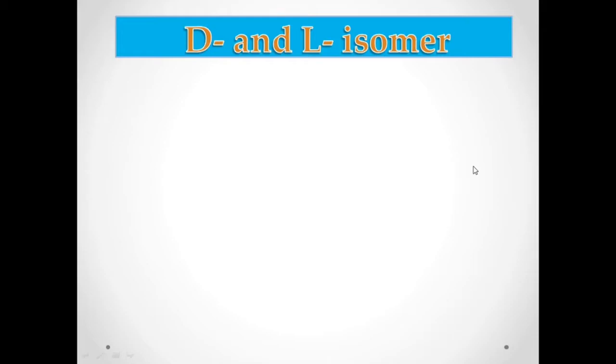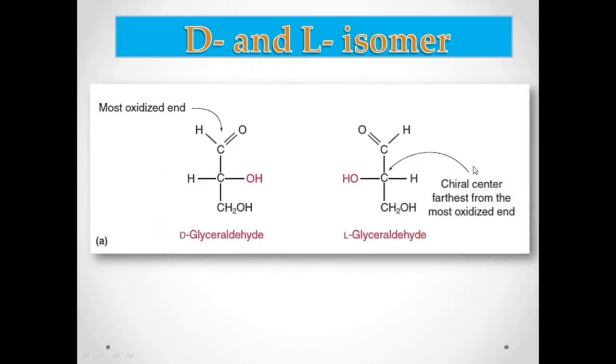So in dihydroxyacetone, there are no D and L because dihydroxyacetone has no chiral carbon. Okay, so remember, sugars can only have a D and L isomer if they have a chiral carbon, or if they contain a chiral center, or if that sugar is a chiral molecule. Okay? So an example is glyceraldehyde.